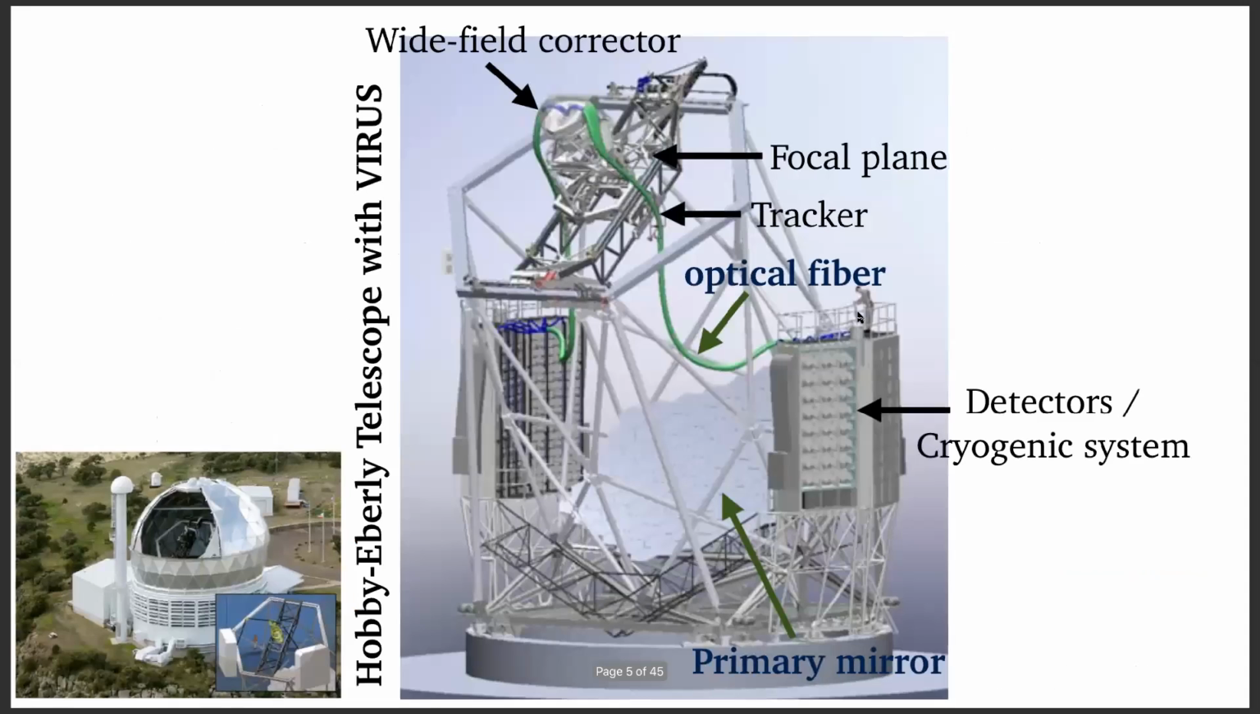Okay, so this is the telescope, and that is the structure. We have the primary mirror, about 10 meters. The secondary here, we have the focal plane here, and then that is connected by optical fiber that is connecting the focal plane to the detectors here, and cooling systems are here.